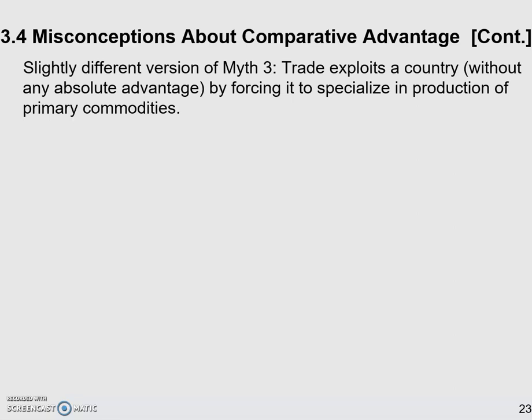All right, there's also a slightly different version of myth number 3, which says trade exploits a country which usually doesn't have any absolute advantage by forcing it to specialize in the production of the primary commodities. Primary commodities include the agricultural and natural resources products, like crude oil, natural gas, iron ore, coal, rice, wheat, corn, cotton, these things.